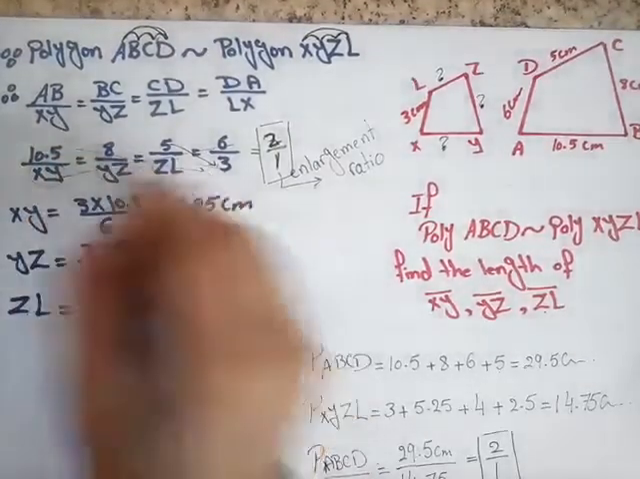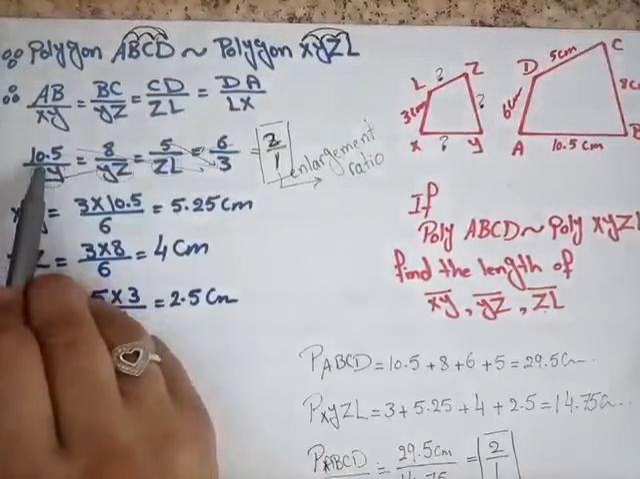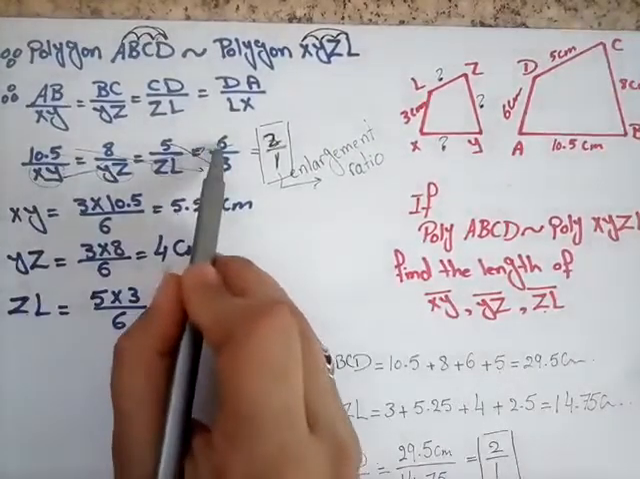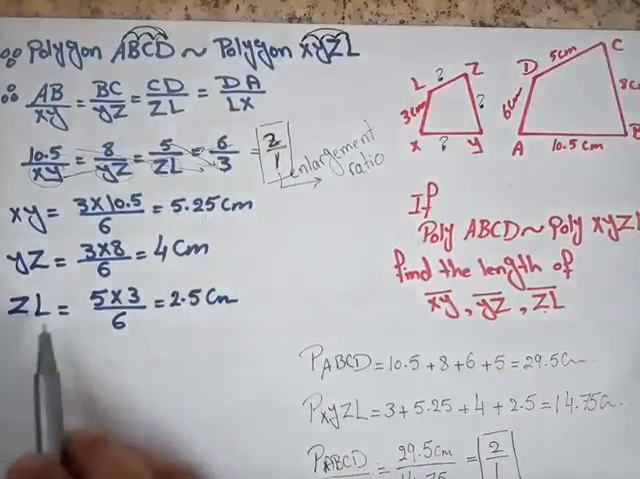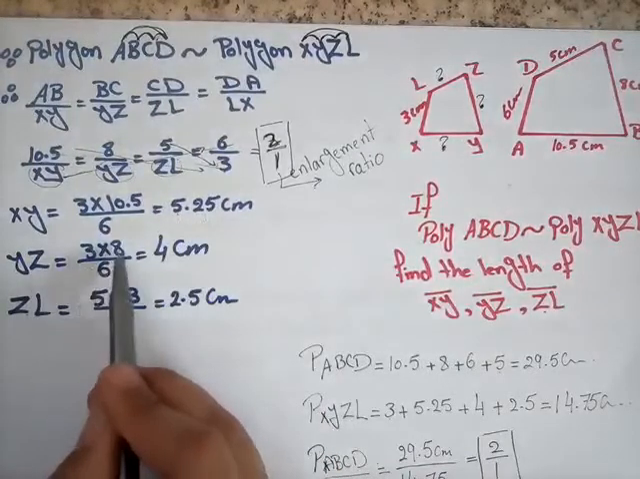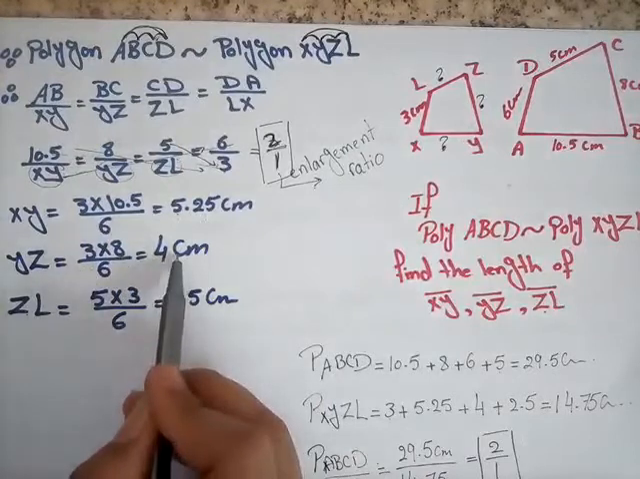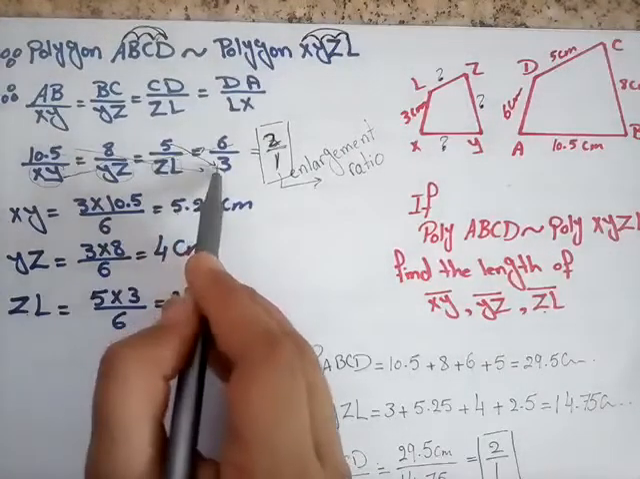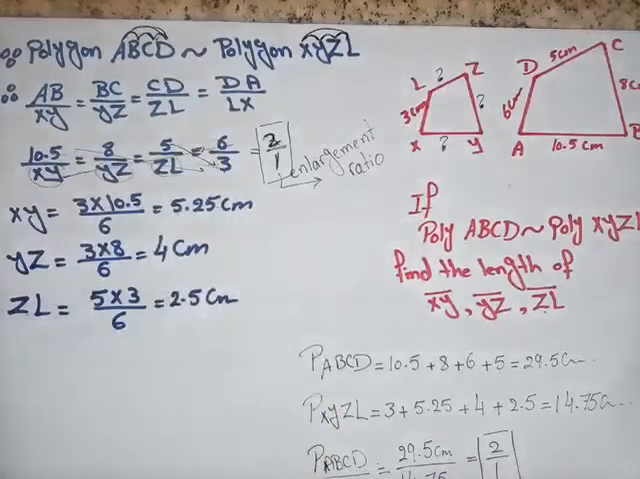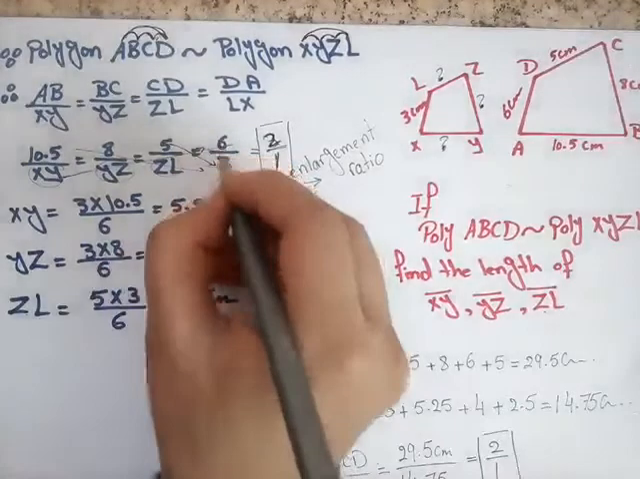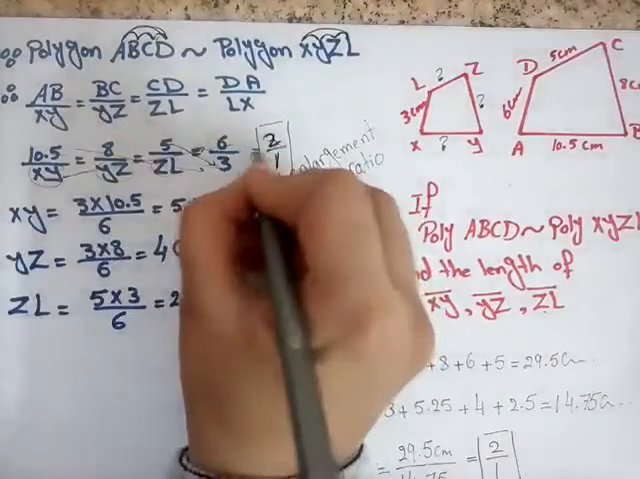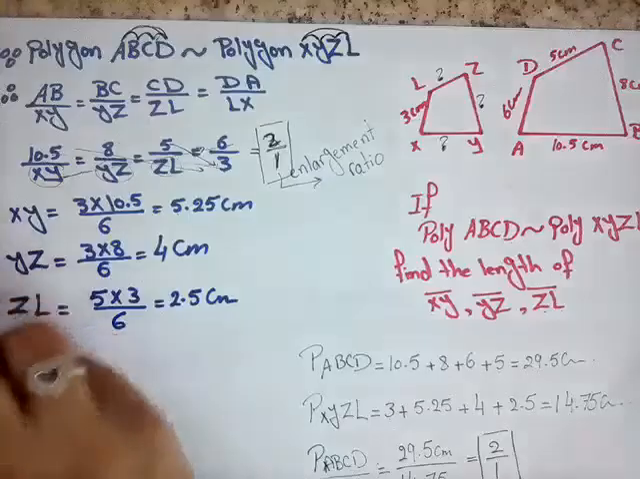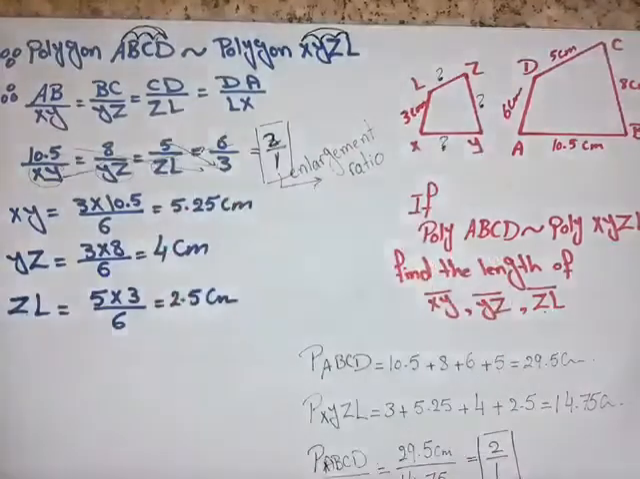From this proportion, we can find the length of XY. We can make a scissor, cross-multiplying: 10.5 times 3 over 6. It will be 5.25. YZ equals 3 times 8 over 6, which equals 4. ZL equals 5 times 3 over 6, which equals 2.5 centimeters. If we simplify the ratio between the two sides, 6 over 3, it will be equal to 2 over 1. It's called the enlargement ratio. The ratio between each two corresponding sides equals 2 over 1.